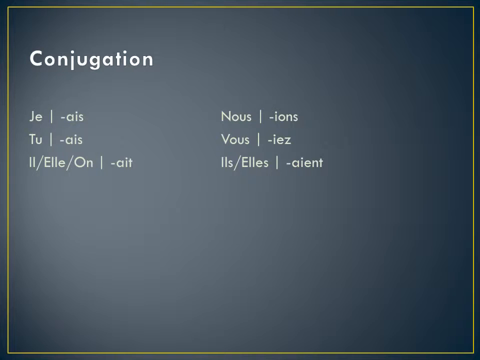For je, you add AIS. For tu, you add AIS. For il, elle, and on, you add AIT. For nous, you add IONS. For vous, you add IEZ. And for ils and elles, you add AIENT.